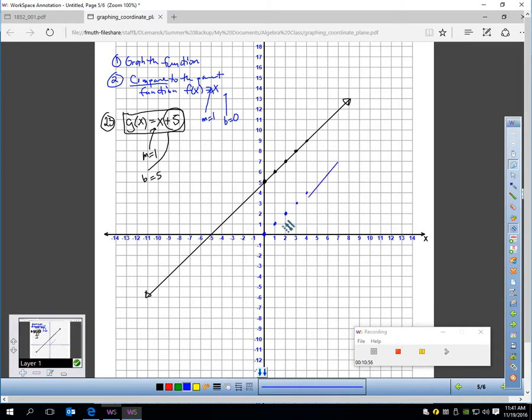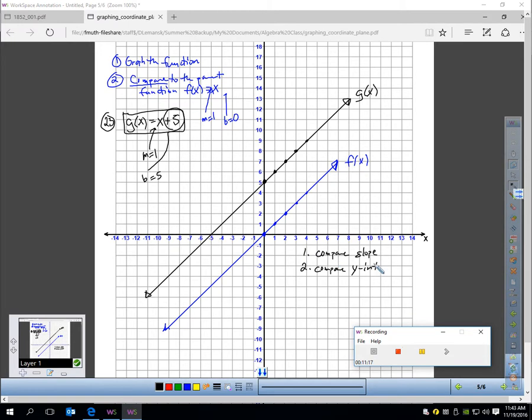And this is f of x. This is the parent function. And I should probably label those two. This is f of x, and this is g of x. Now, they say to compare. There's two things that I should be comparing when I write my sentences. And I just wrote those two things down here. I want you to compare the slopes and compare the y-intercepts.